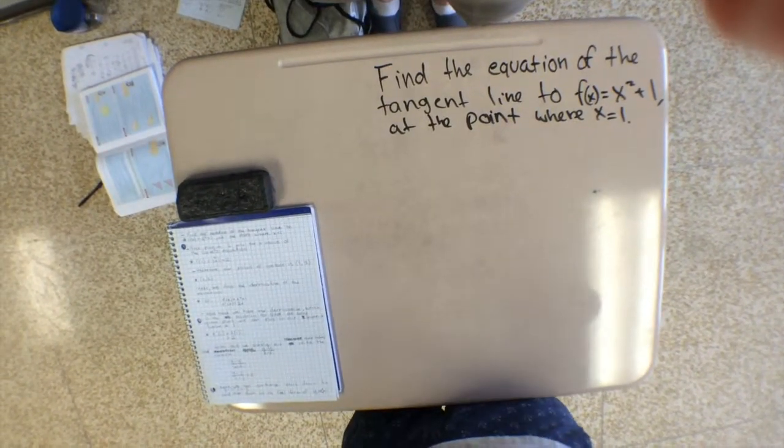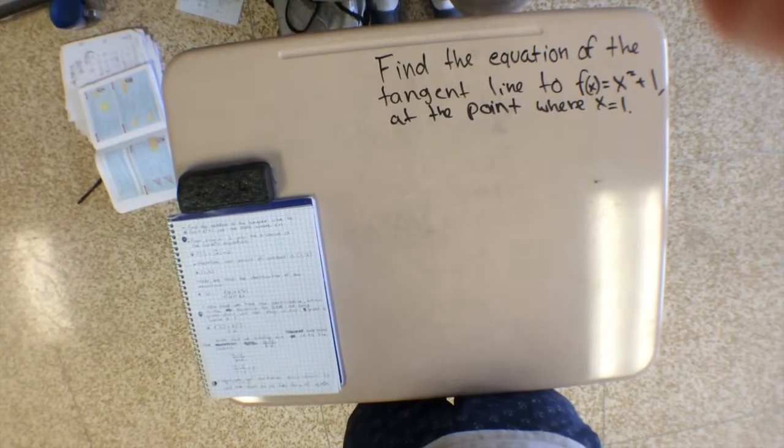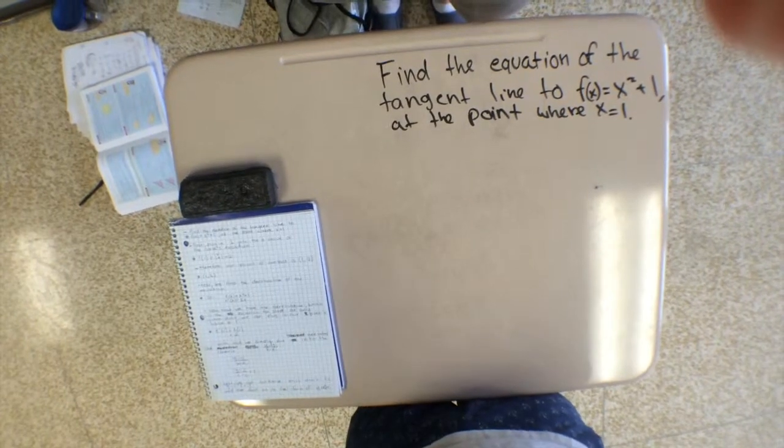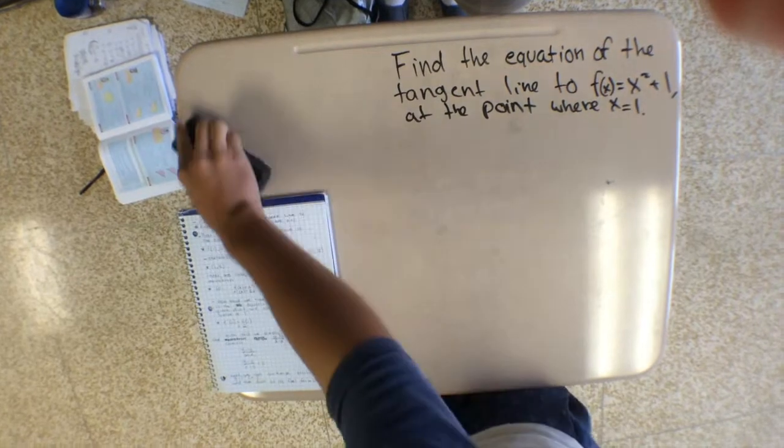So for this problem, we have to find the equation of the tangent line to f of x equals x squared plus 1 at the point where x equals 1. Alright, so let's get that out the way.